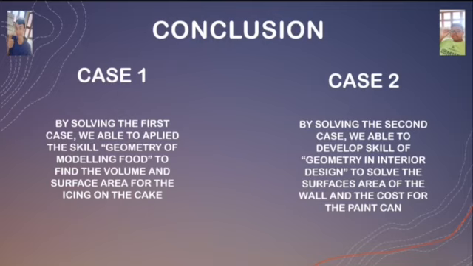Case 1, by solving the first case, we are able to apply the scale geometry of modeling fluid to find the volume and surface area for the icing on the cake. The conclusion for case 2 is, by solving the second case, we are able to develop scale of geometry in interior design to solve the surface area of the wall and the cost for the paint cans.